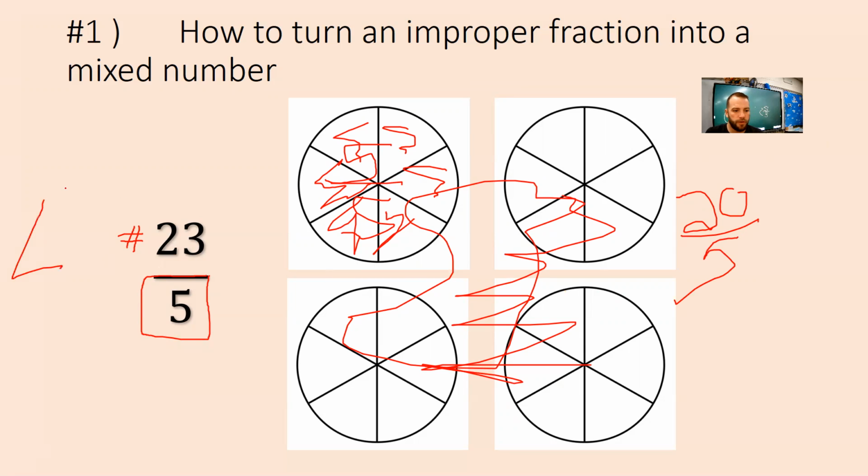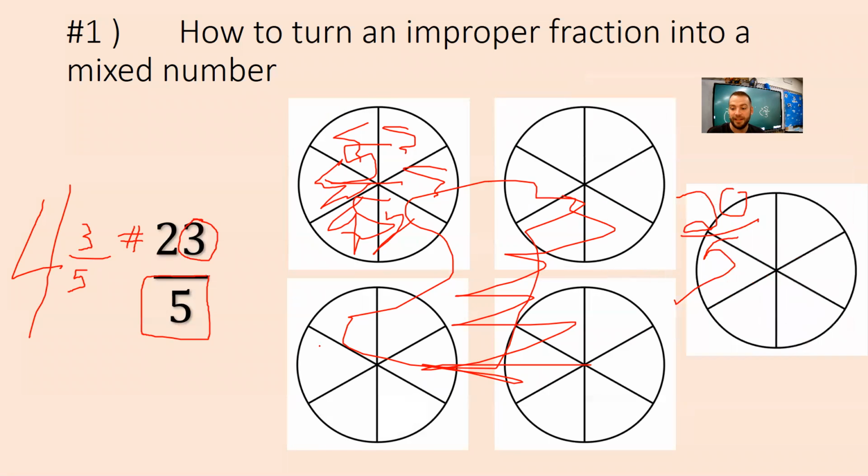So this turns into a 4, and then what's left over? Well, since it took 20 to make 4 holes, there's still 3 left over, which is not enough to take another hole. So 4 3/5 is the answer. Let's make sure I did this again.